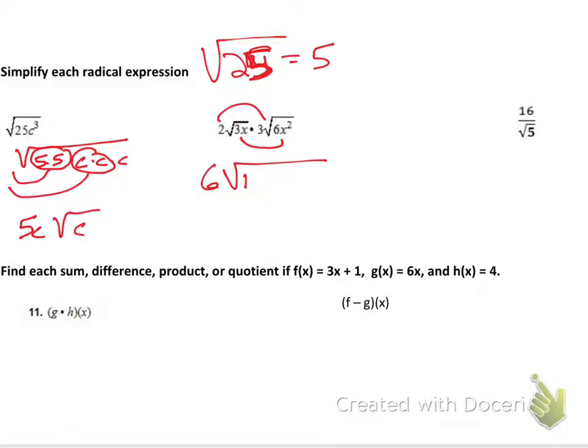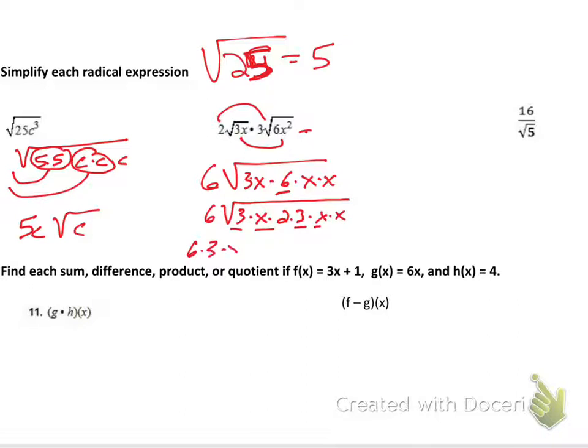What you could also do is just leave it as 3 times x times 6 times x times x. I'm just breaking this stuff apart, and then take your pairs out. But I can still break down the 6. So I would have 3 times x times 2 times 3 times x times x. So I have a pair of 3's, and then I have 1 pair of x's. So that's going to be 6 times 3 times x on the outside, and that gets rid of all of this. And on the inside, what's left is just 2x. Simplify that, that's going to be 18x square root 2x.